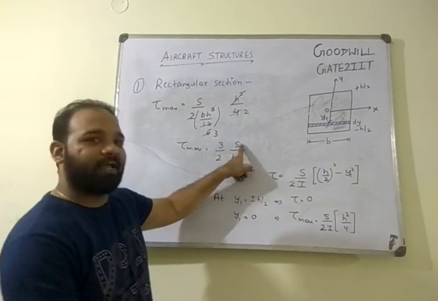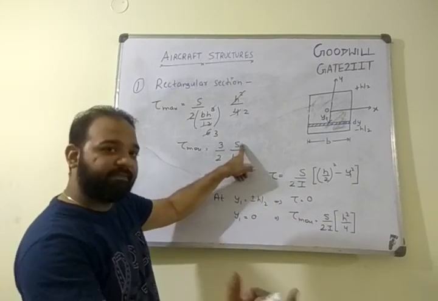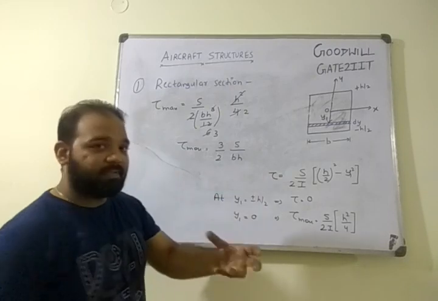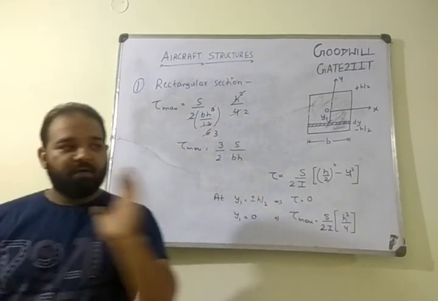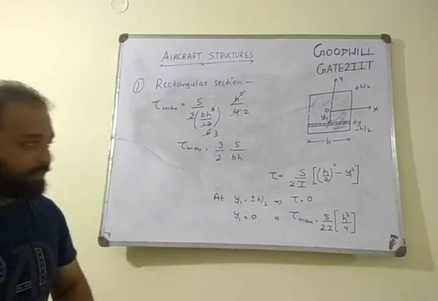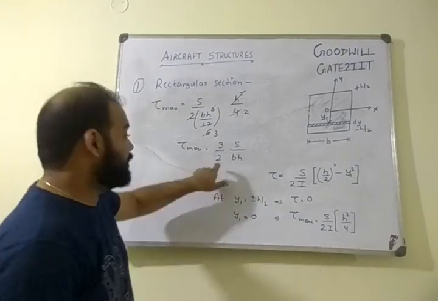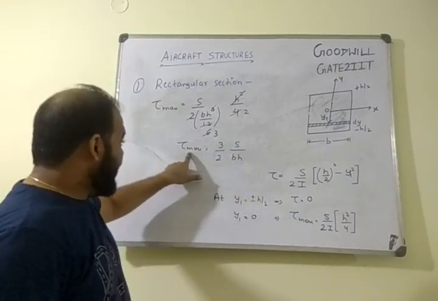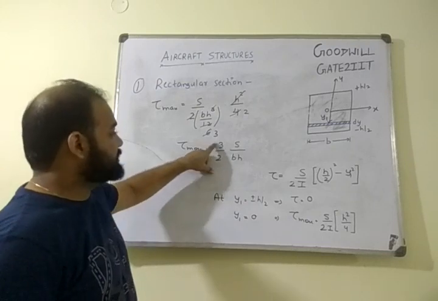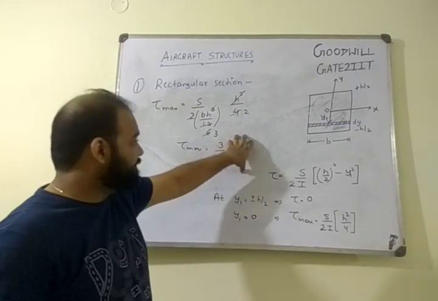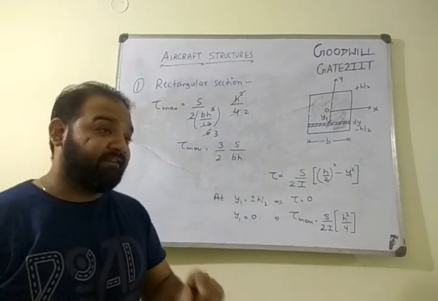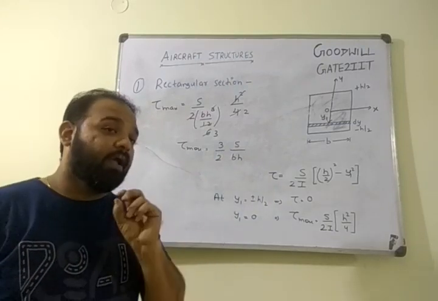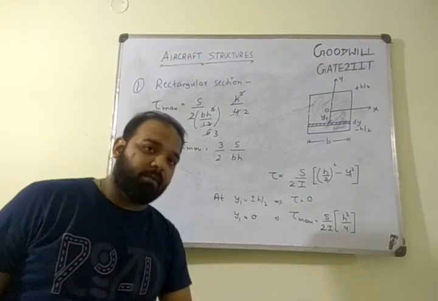S is nothing but the force acting on the cross section, shear force. Force divided by area is nothing but what? Shear stress, we have seen from our childhood. Force divided by area is shear stress. But what we are getting now is that our maximum stress is 3 by 2 times of what we have learned till now. What do you mean by 3 by 2? 1.5. 1.5 means 50% higher than what we were predicting till now.